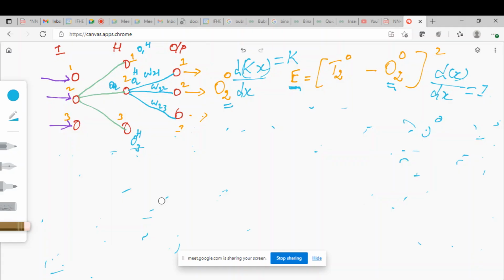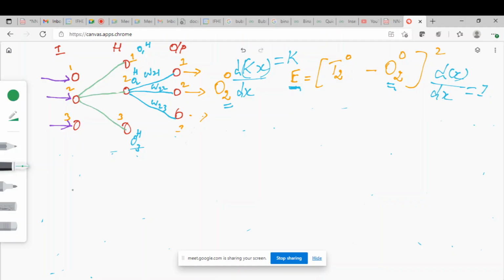Okay. Now let us go back to the previous level. Let us consider the previous level weights and let us see how the chain rule will look for updating those weights.